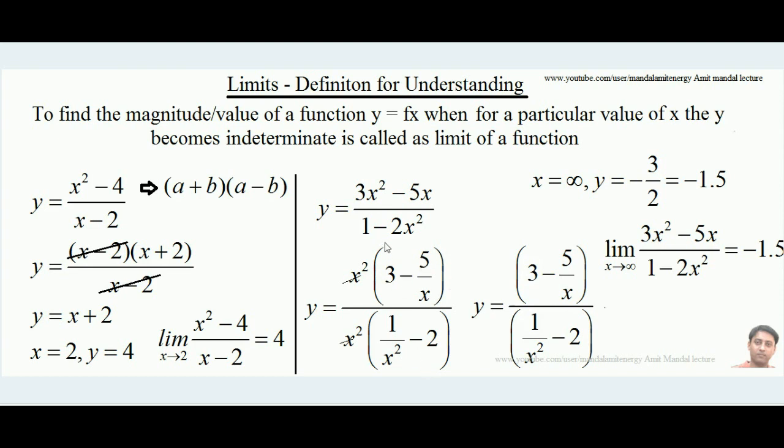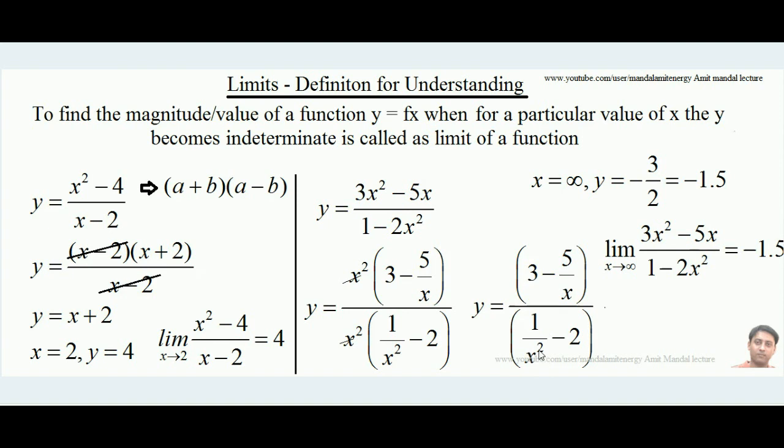Similarly, from the denominator also, in case I take x² common, I will get 1/x² − 2. Now this x² can be cancelled. Ultimately I will get the function in this form: y = (3 − 5/x) upon (1/x² − 2). Now in case I put x equals infinity, 5 by infinity is what? 0. So 3 minus 0 is 3. Similarly, 1 by infinity square: infinity square is infinity, so 1 by infinity is what?